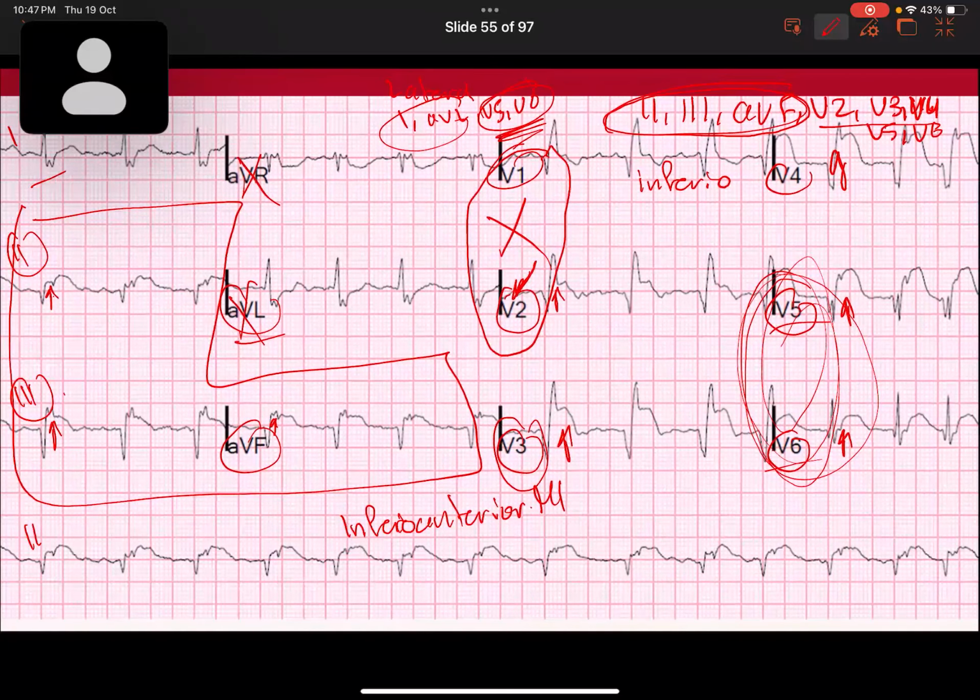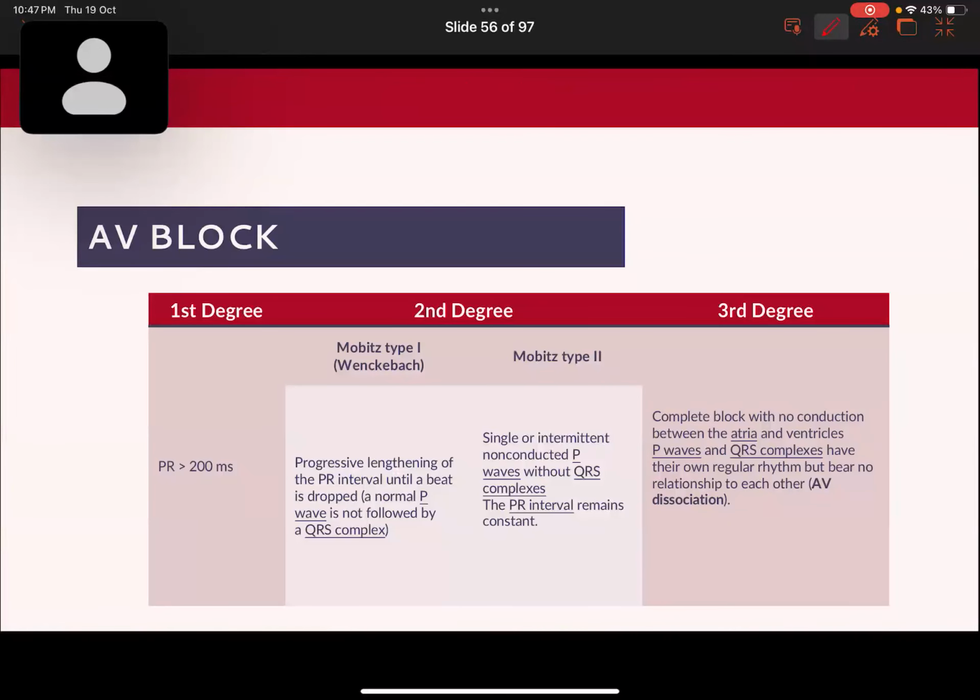The next part is going to be your AV blocks. We have 3 types of AV blocks. AV delay is demarcated by what part of the ECG? QRS segment. No, the AV node delay. We said the P wave is atrial depolarization. PR interval. PR, yes.